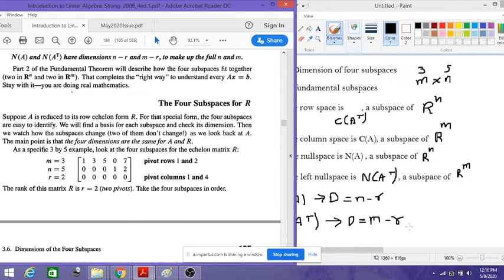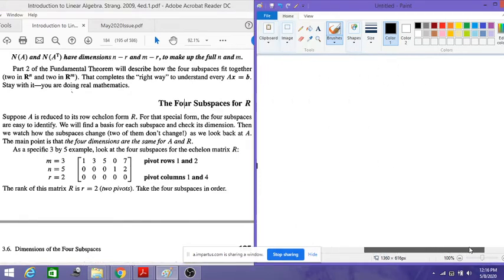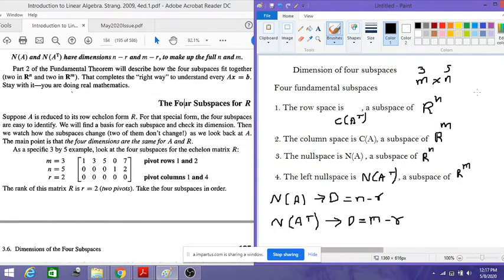Okay, so now let us take an example and understand what the four-dimensional subspaces are that we are talking about. The four subspaces which we had defined are related to different spaces: R^n, R^m, R^n, R^m, that is, the row space, column space, null space, and left null space.